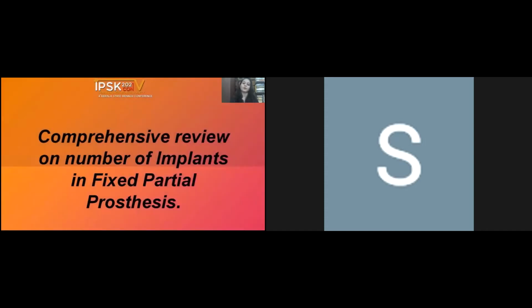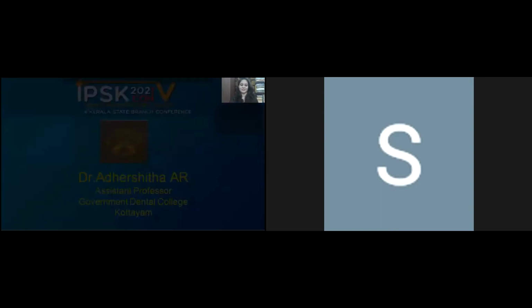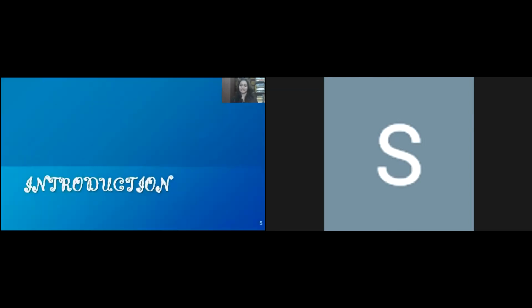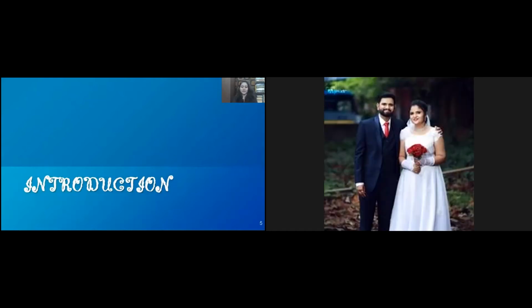Comprehensive review on number of implants in fixed partial prosthesis. Dental implants have played an integral role in the management of partially edentulous patients. Although long-term clinical success has been widely established, the clinical outcome is influenced by factors that guide clinicians to select the most appropriate surgical and prosthodontic approach.